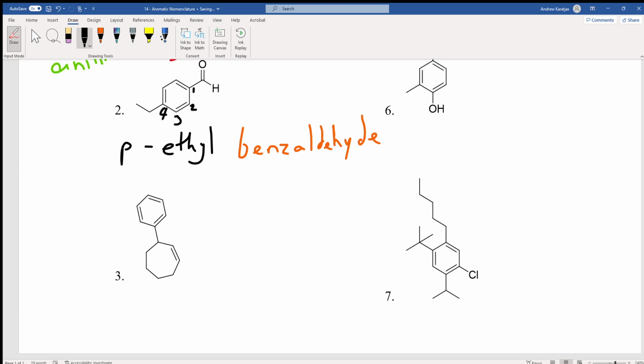Again, remember, using p or para in this case is correct. Using a 4 there would also be correct, but you cannot use both.